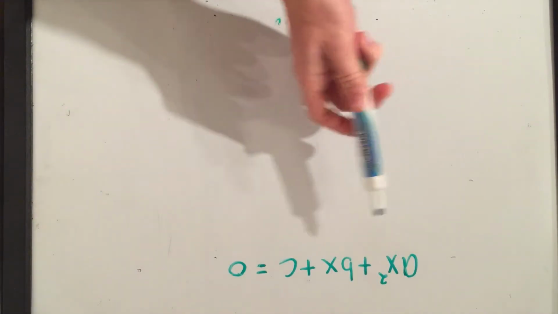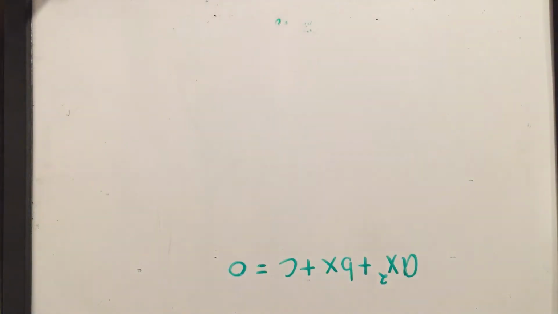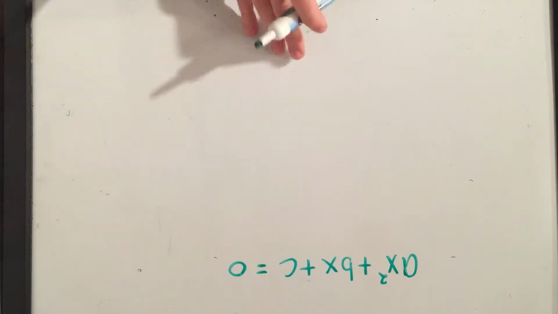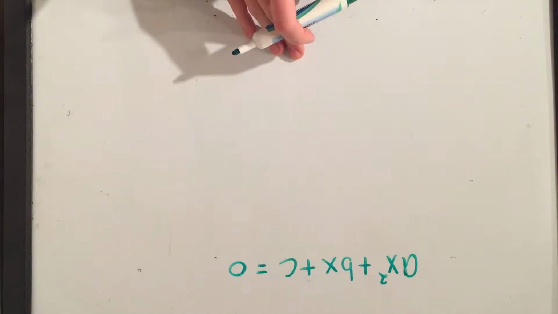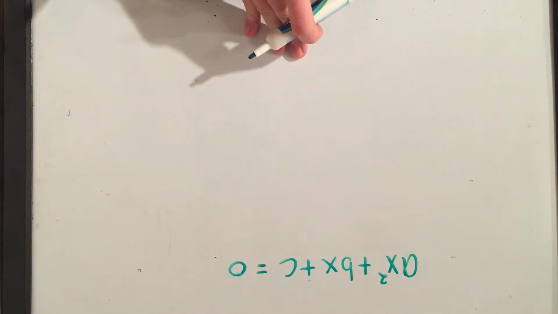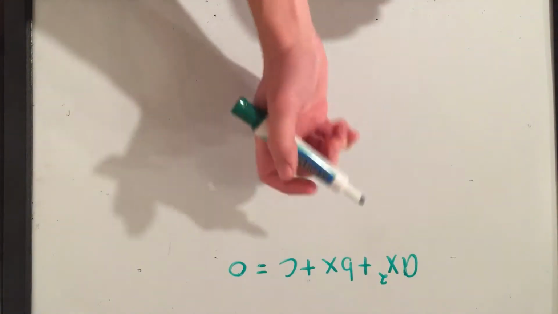And the whole goal is to find the roots of this thing, find the roots when it's set equal to 0, or in other words, what are the x's that solve this equation? So I'm going to come up with the quadratic formula. I'm sure there's another way to do it, but I'm going to do it by completing the square.